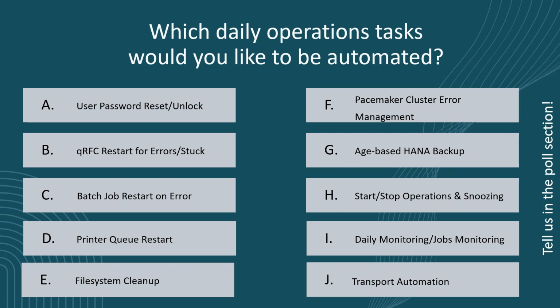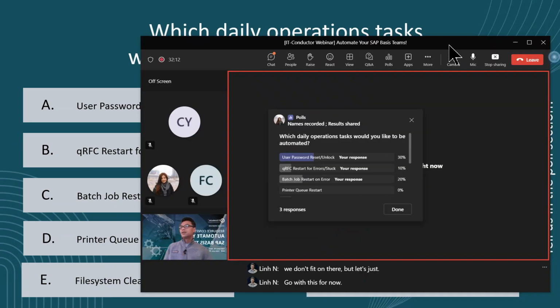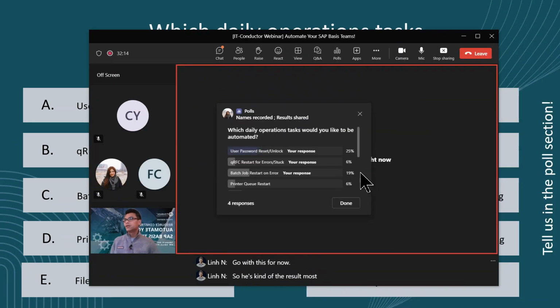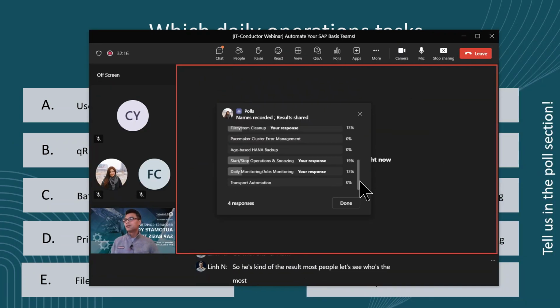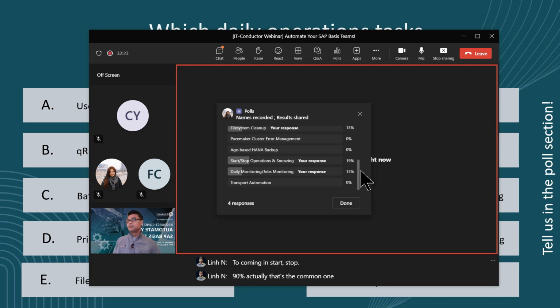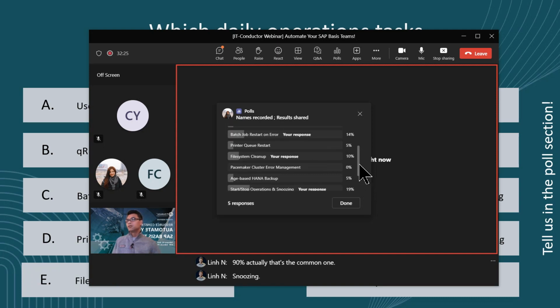So here's a list again on our poll. We throw up a bunch just to stir up common things that we see with our customers. So if we can do a poll at this stage, you can pick one or many. So feel free to see what you would like to get automated in your environment. So here's kind of the result. Most people, let's see who's the most popular. Still coming in. Start, stop. 90%. Actually, that's the common one. Snoozing, those are good ones.